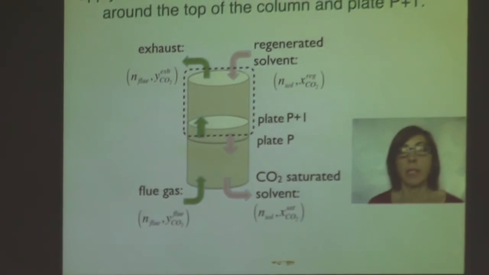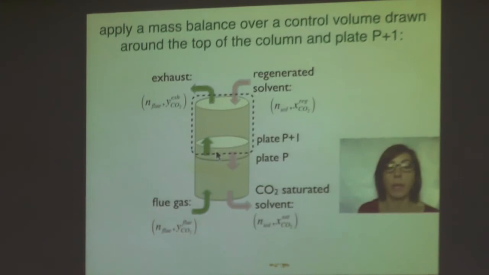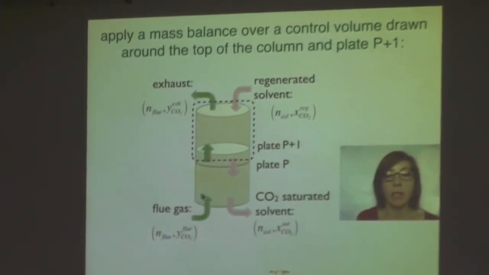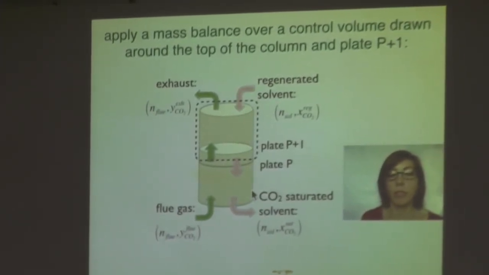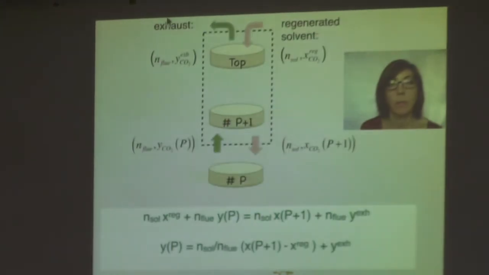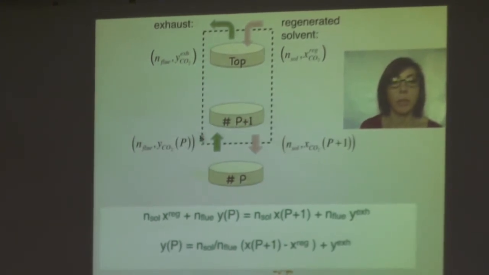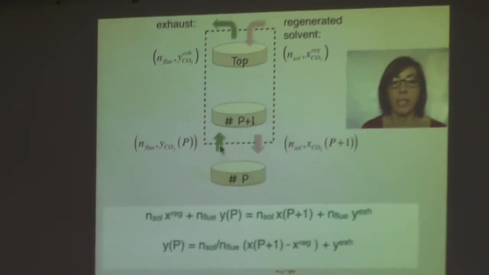Now we're going to apply a mass balance over a control volume, which we can draw around the top of the column and an arbitrary plate P+1. So this column contains a series of plates, and we'll number them starting with number 1 at the bottom and going up as we go up the column. So now within this control volume, we can write our mass balance for CO2 as we did before and equate the moles going in to the moles going out. In this case now, the moles going in the vapor phase are what's rising up from plate P below, and the moles exiting in the liquid phase are what's falling from plate P+1 down to plate P below.